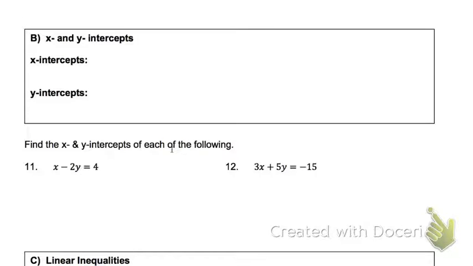So the second part of 2.2 is talking about x and y intercepts and then linear inequality. So not only graphing lines, but finding where they touch the x-axis. The x-intercept is where it touches the x-axis. And the y-intercept is where it touches the y-axis.